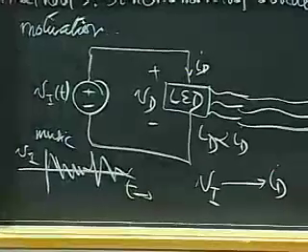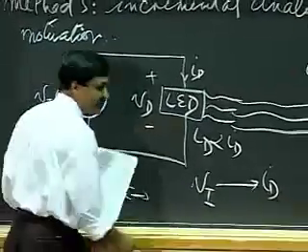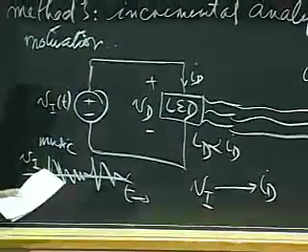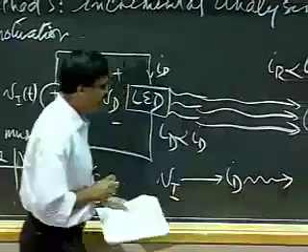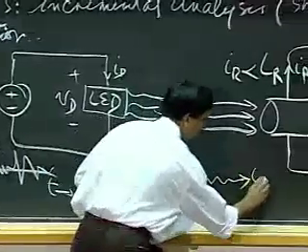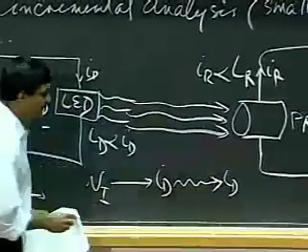That gets converted to some ID. These are all time-varying signals. Okay? So VI is a time-varying signal, so is ID. And ID gets converted to light of some intensity LD.